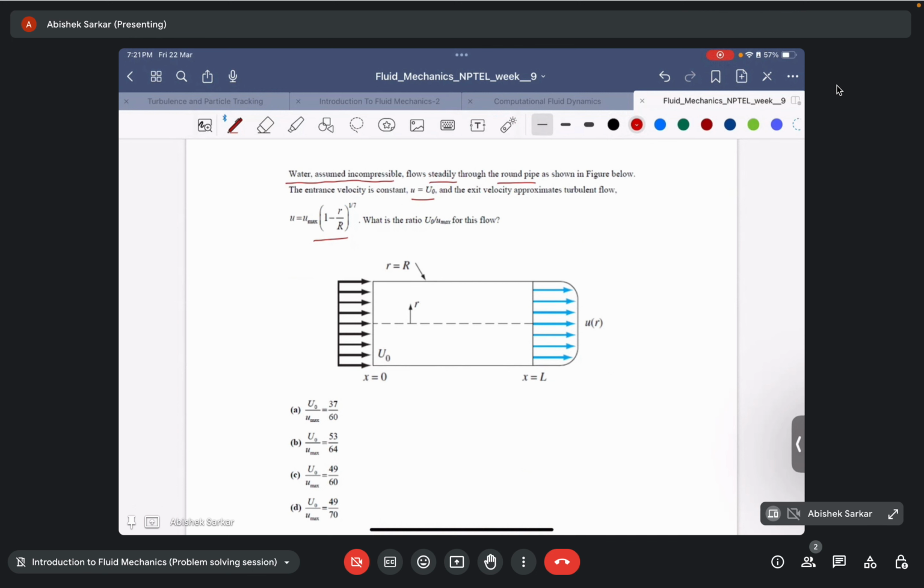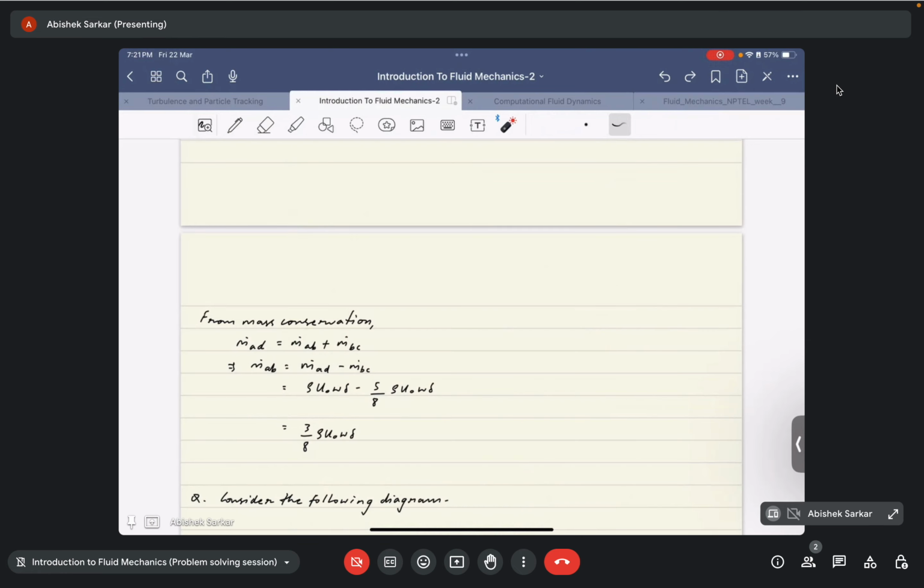The net mass flux out of the control volume would be equal to 0. That would basically mean that the net mass flux in would be equal to the net mass flux out. So we just need to do the balance between the incoming mass flux and the outgoing mass flux. Once you do that, you will be able to find the relationship between u naught and u max. So let us go to how we did that.